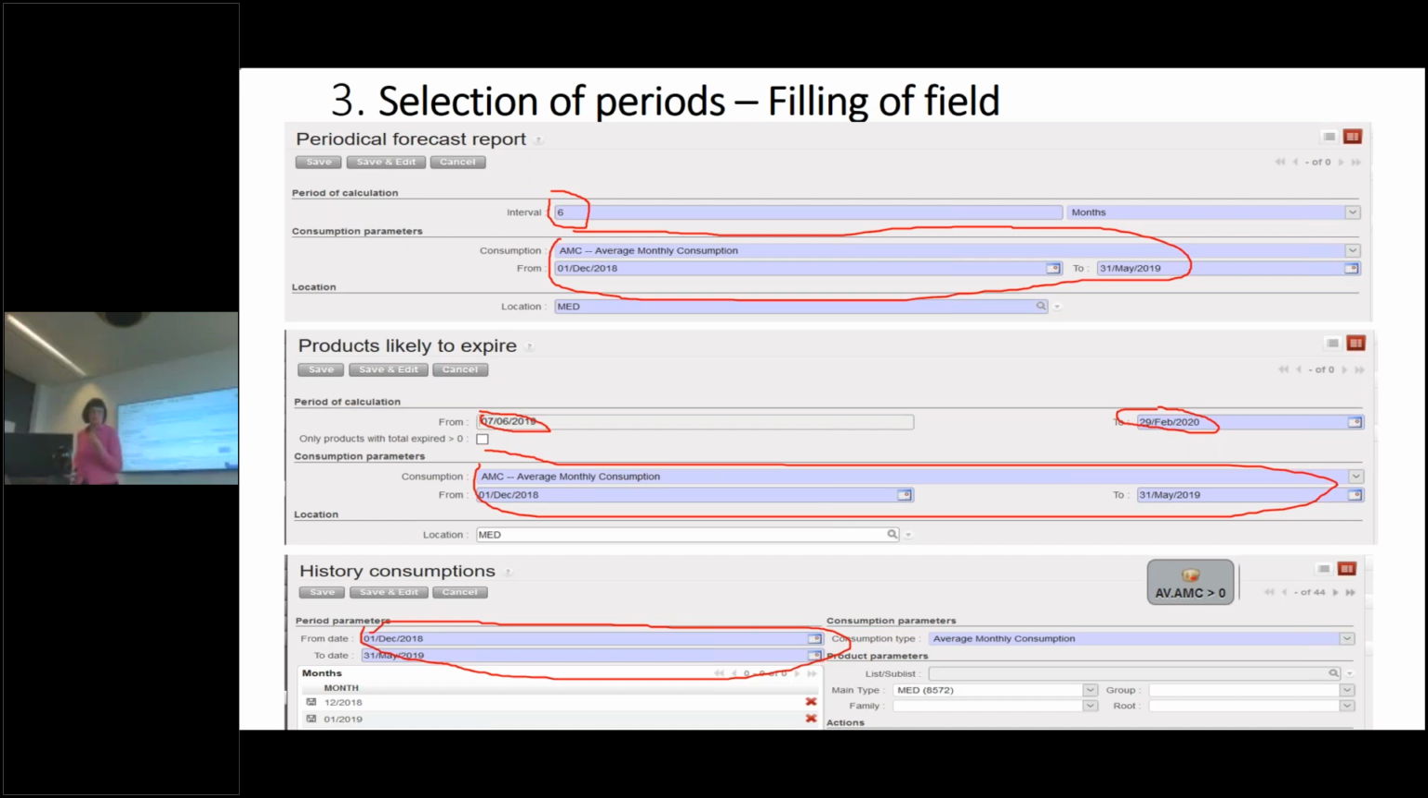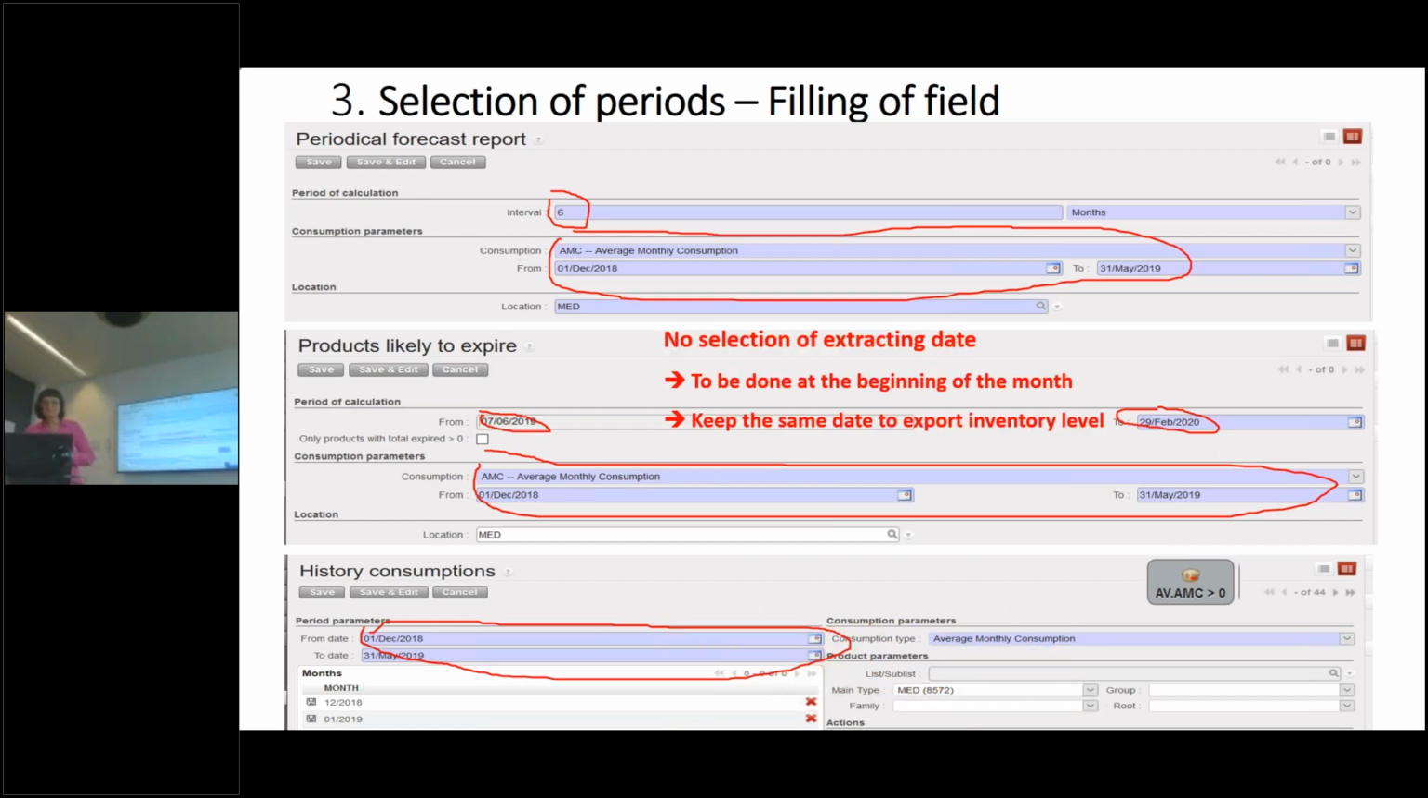So if I export the report today, the date will be on 12th. And that's a bit a problem, because we need to have a coherence between the date of extraction of soon expired products, periodical forecast, and my inventory level. So that's why what we say is better to do at the beginning of the month as soon as possible, and to keep the same date also for the extraction of my inventory level.